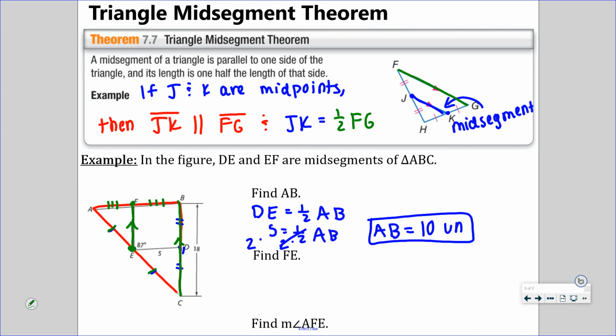They want me to find FE. This time I know that opposite side. I know BC is 18 units long, so I know that the mid-segment is exactly half of that distance, half of BC. So it's going to be half of 18. FE is going to be 9 units.